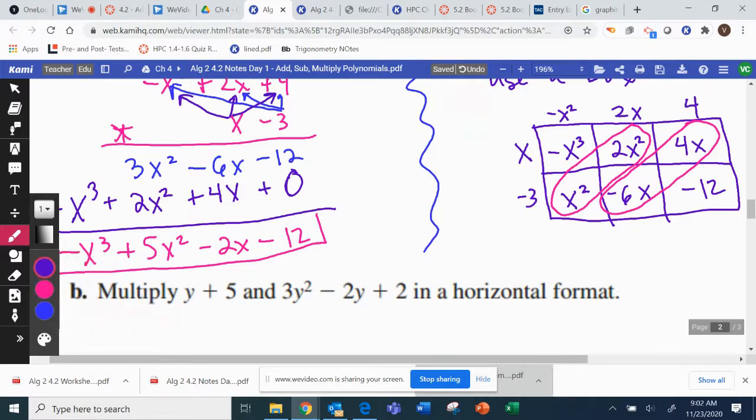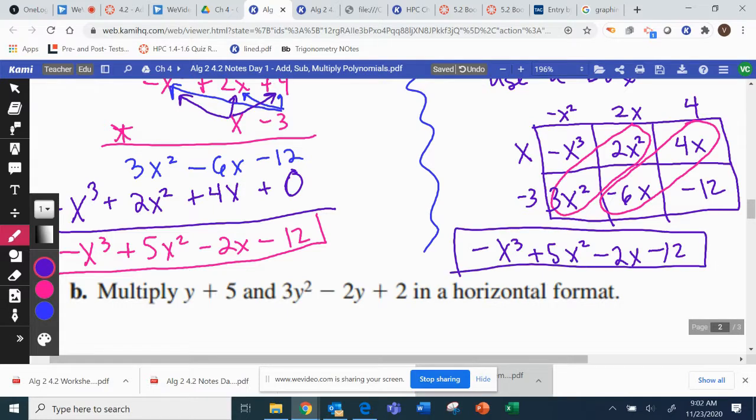Yeah, you didn't see my 3 there? So then I get negative x cubed, and then I'm going to add together and get 5x squared. Then I'm going to add these together and get minus 2x, and then I have a negative 12 by itself. So we get the exact same answer that we did the first time. Different method. You can choose what method you like.